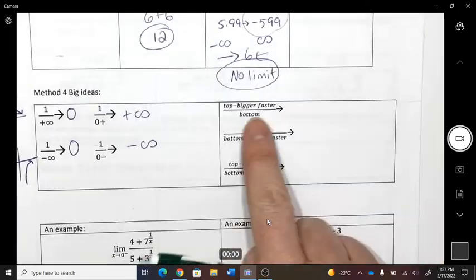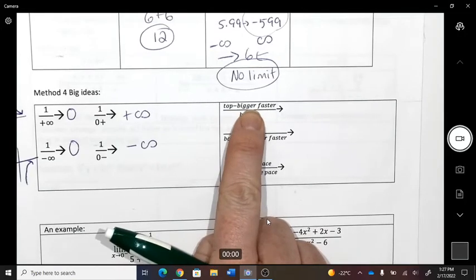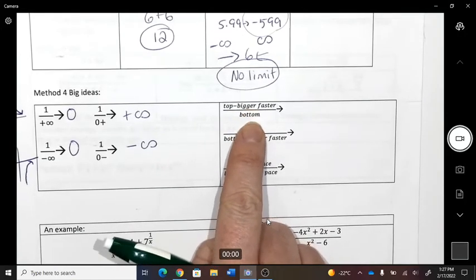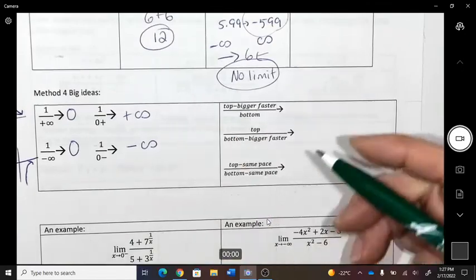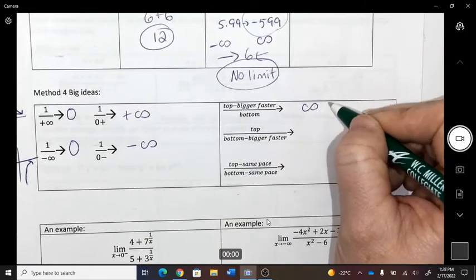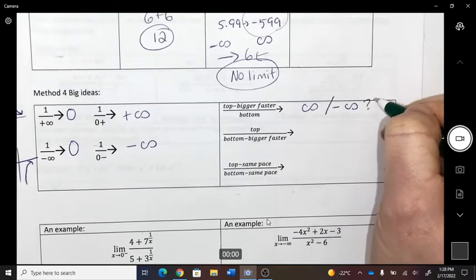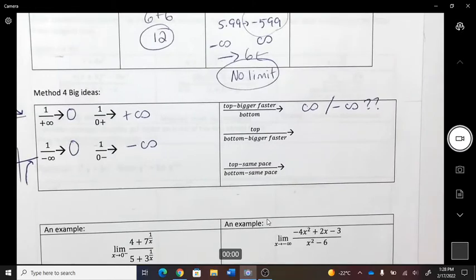Okay, what do we know here? If the top is getting bigger, bigger, bigger, what do we think? Then this would be infinite or negative infinite. You would have to figure it out, according to what numbers you would have. If you have a negative coefficient or something.